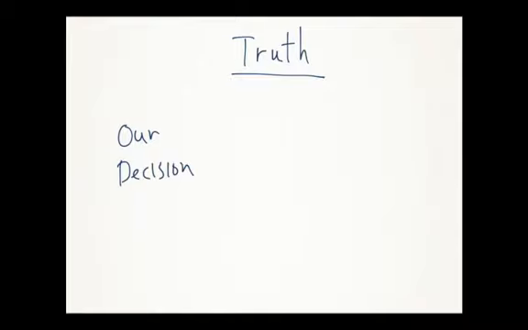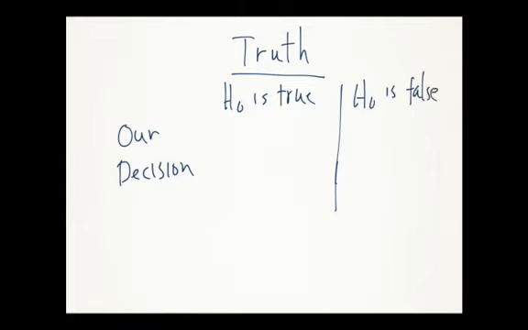We can summarize it in a 2x2 table. Let's take a look. Okay, so first of all, there's the truth. If we knew the truth, we don't, obviously. Well, that's what we're trying to get at. And then there's our decision. So the truth is either the null is true, or the null is false. The null is either true or false in reality. And then our decision, we can either reject the null, or we can fail to reject the null.